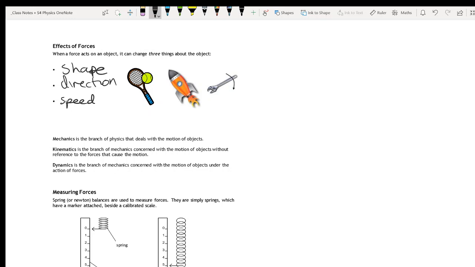There's three sort of diagrams there. If you apply a force to an object, say you've got a sponge ball and you squish it, you can change the shape of it. Direction, think of a tennis racket. If you apply a force to a tennis ball, it'll go in the opposite direction. And speed, again, if you hit it gently, it'll go quite slowly. If you really hit it, you can change the speed of the ball. So those are the three things forces can change about an object.